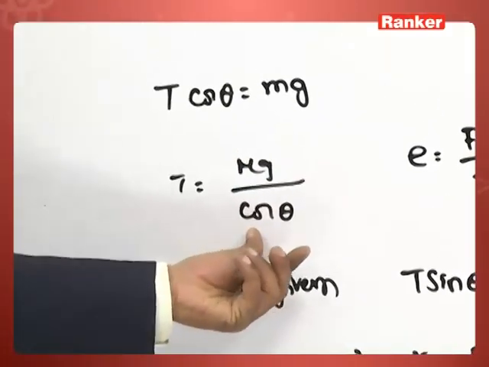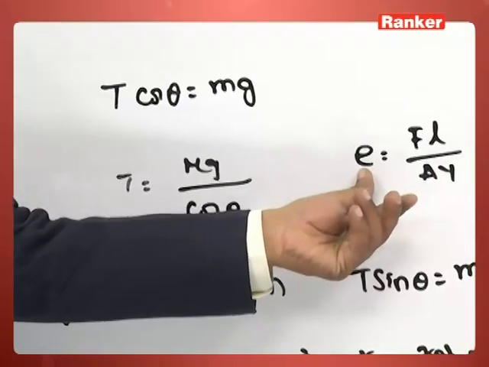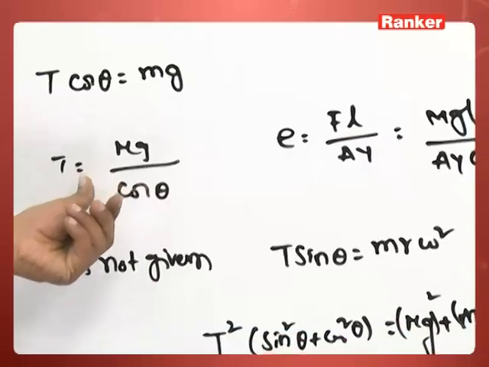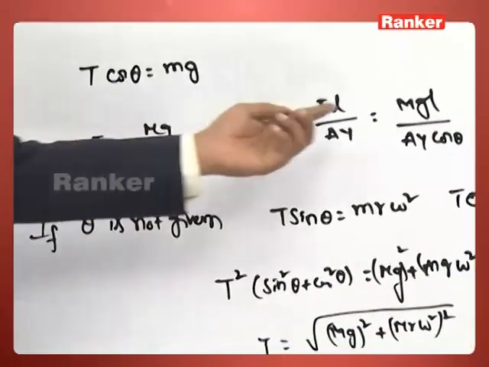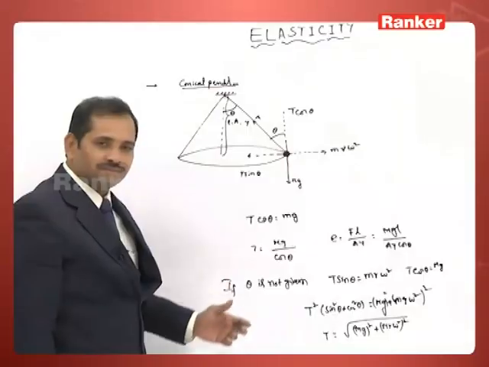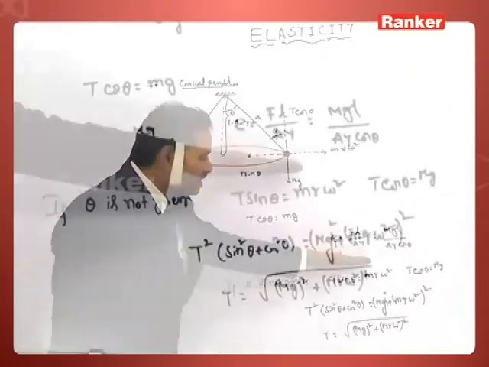What are they asking us? The extension. e equals FL by AY. F is nothing but your tension. Substituting here, mgL by AY cos theta is the extension. Here I got the extension.